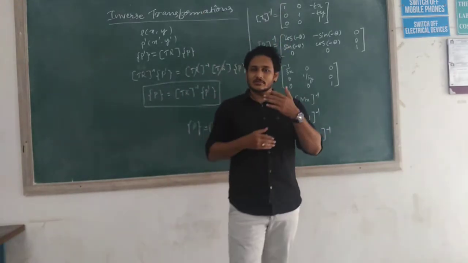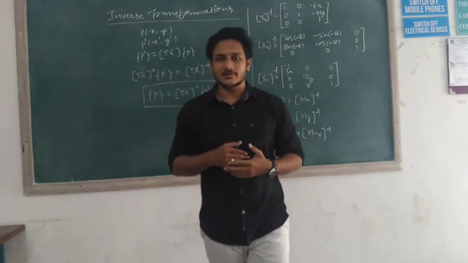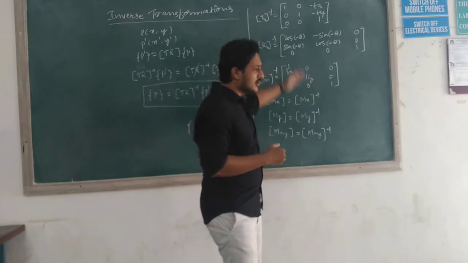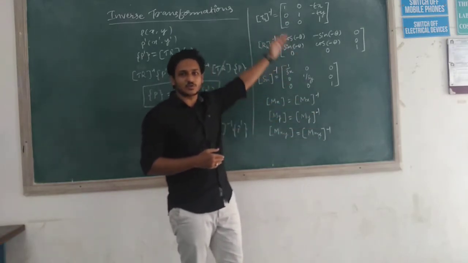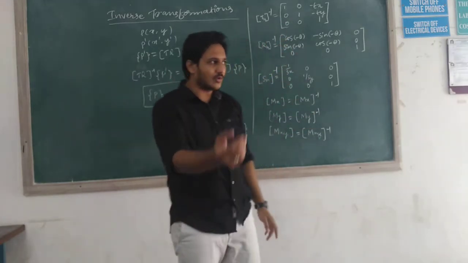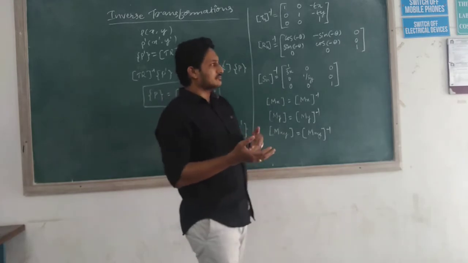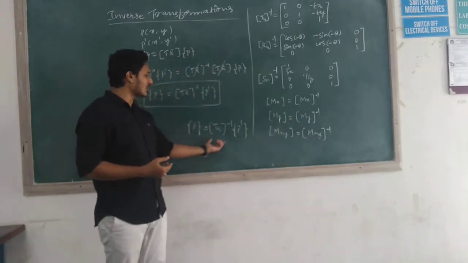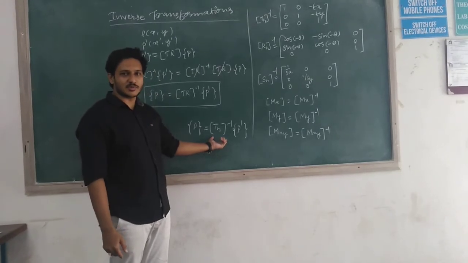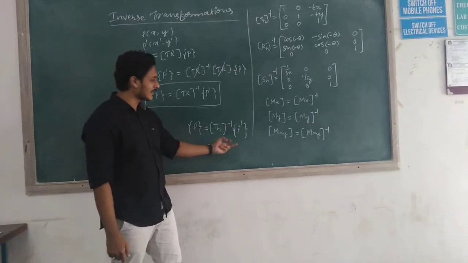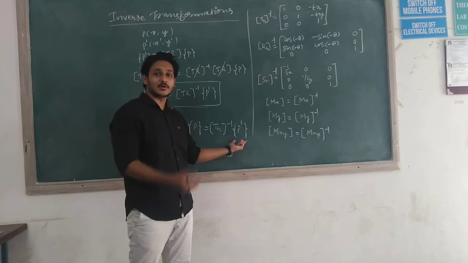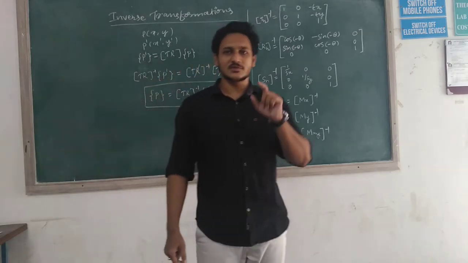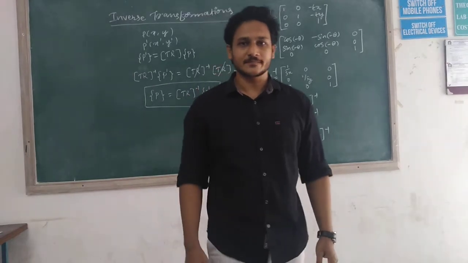So wherever you get numericals on inverse values, you just have to use these matrices to find the values. If we have the inverse of translation, the point p is equal to the inverse of the homogeneous transformation matrix multiplied with the transformed point p dash. You have to use just this. Okay.